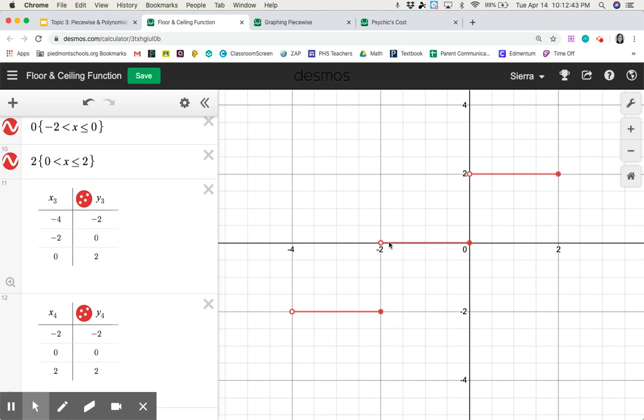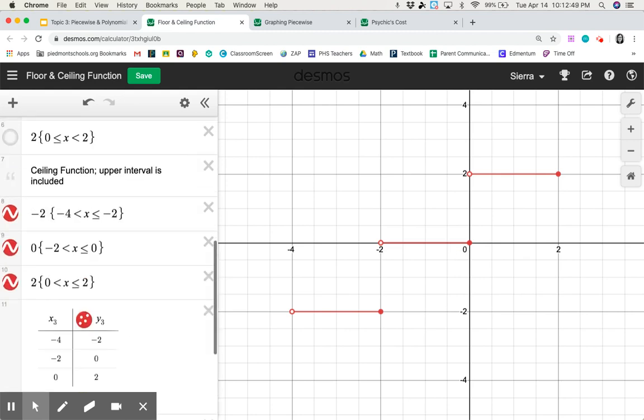So those horizontal lines are in the same spot, but all that changed was those endpoints. So now we're on the ceiling function, meaning we want those upper bounds to be equal to. So you can see that right endpoint is filled in, and then the lower bounds are not equal to. So those lower endpoints are open circles.